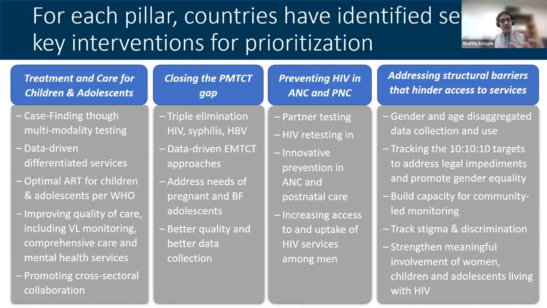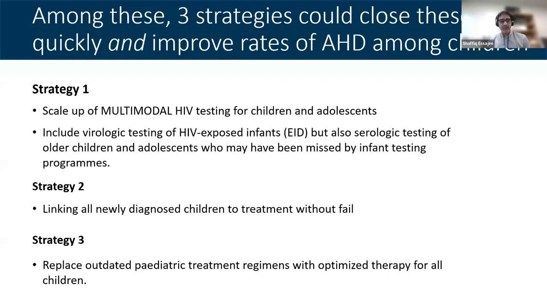And among all of these interventions, if we focus on Pillar 1, I think there are 3 strategies that I want to leave you with as the things that we could do quickly to try to address some of the challenges, close the gaps, and incidentally improve the rates of advanced HIV disease among children.